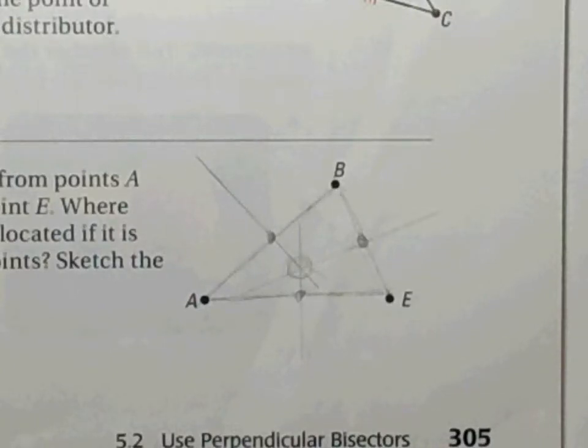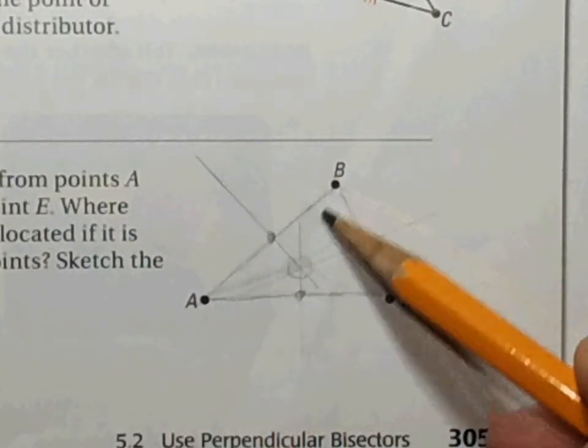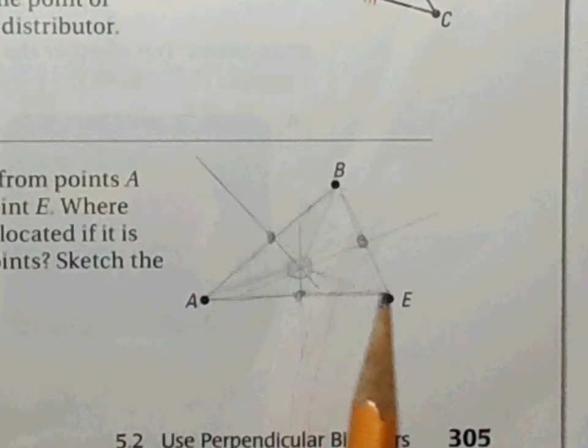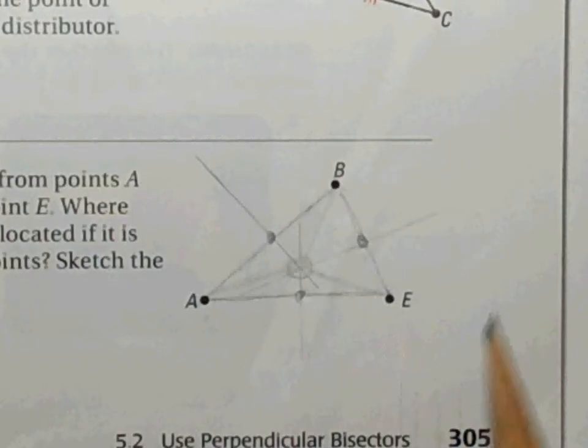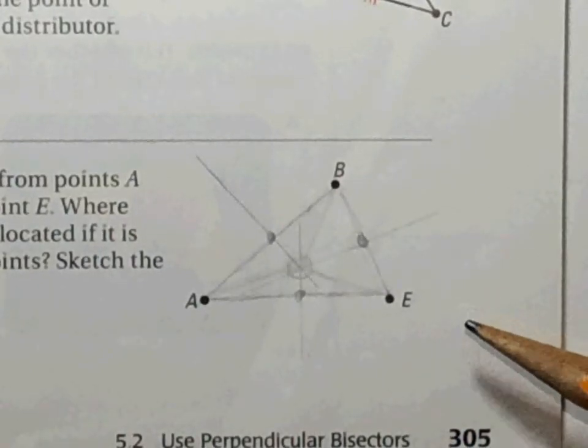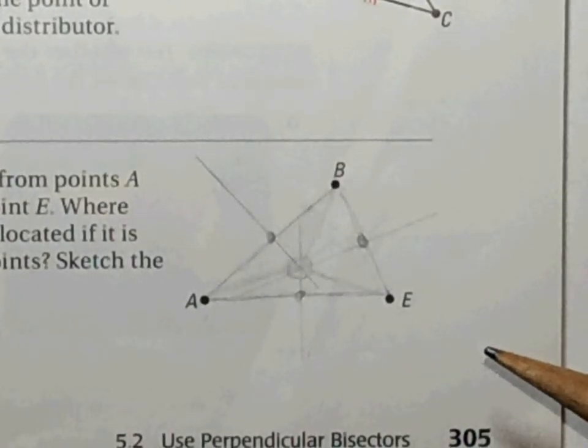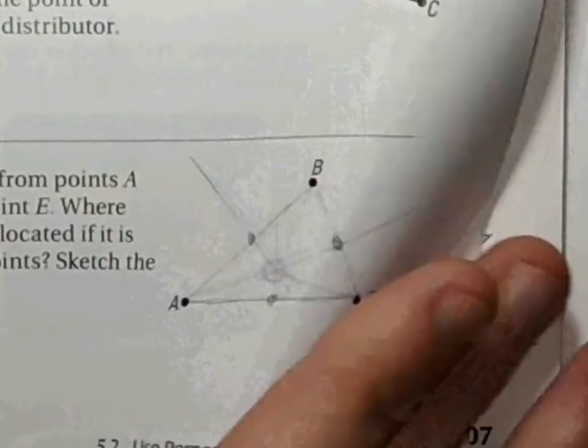Okay? So that point right there is where you would need to put your pretzel distributor so that you could be equidistant to your store at point A, your store at point B, and your store at point E. Right? Alright, you are going to have to do that not only on problem number 28, but you'll have to do that on a test also. So, be good to practice.